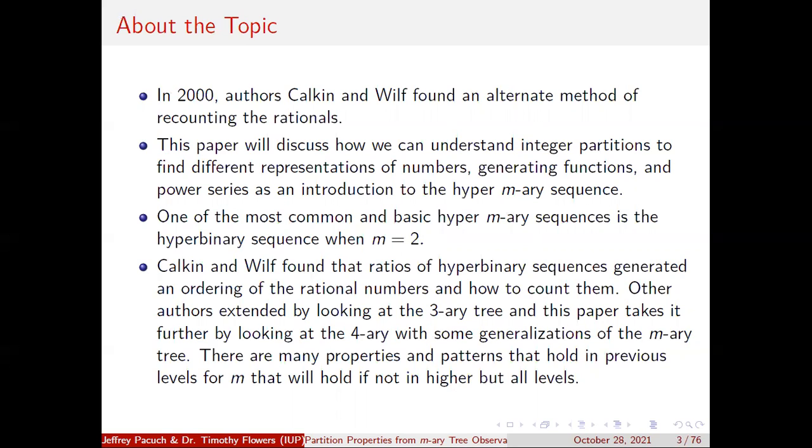But for this paper, we'll need to know how they found this, and we're going to look at some different types of partitions and generating functions that'll lead us into different sequences, so that way we can see how they did this, and then we can extend it even further. One of the most common forms that they used was the hyperbinary sequence, and they found ratios of different sequences to see how they can form the sequence of rational numbers. In this paper, I will talk about the m-ary tree and make comments on the 5, 6, and 7, and then talk about the m-ary tree. But I will examine the Calkin-Wilf tree and the m-ary tree that has been previously researched.